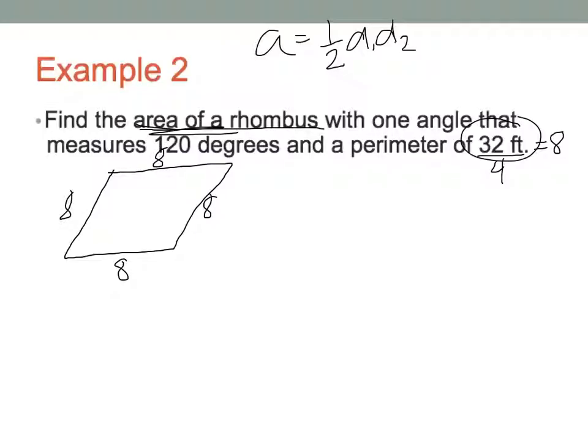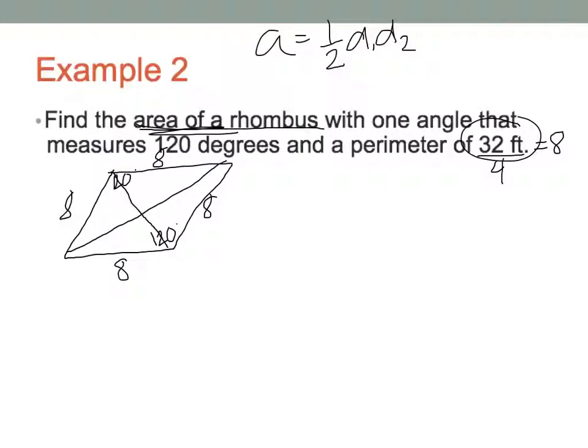Okay, well, I don't need to know the length of each side per se for the formula. I need to know the length of each diagonal. And the other piece of information I was given is that one angle, and here's the obtuse one, is 120 degrees. Also means this one's 120 degrees. Let's draw in my diagonals that ultimately I'm going to need to find.